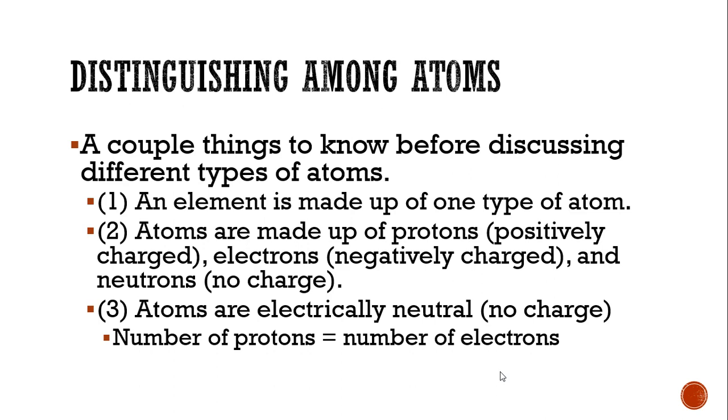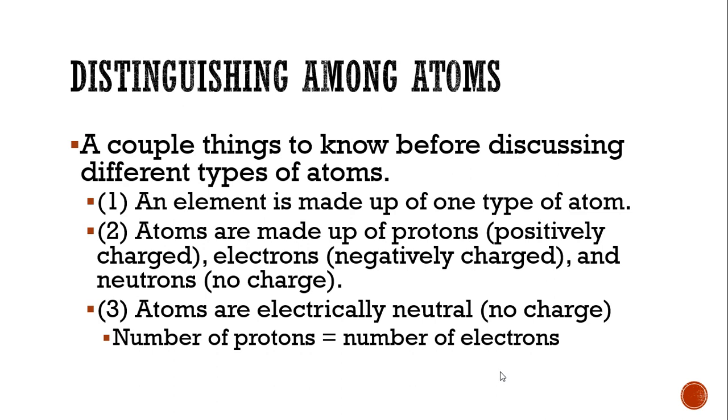We also have to understand from the last lesson that atoms are made up of 3 different types of subatomic particles. Again, those 3 types are protons, electrons, and neutrons, and each of them carry a distinct charge. Protons will always be positive, electrons will always be negative, and neutrons have no charge. Also, atoms are considered electrically neutral, which means atoms have no charge. And you might ask yourself, how could this be?